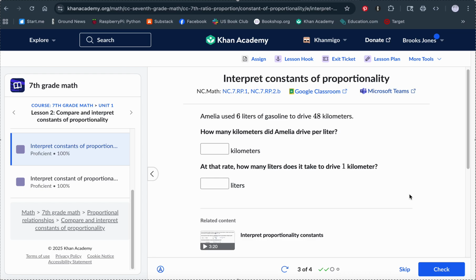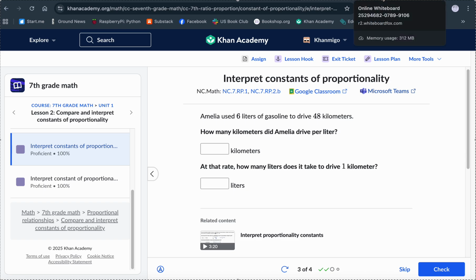So some of these constant of proportionality problems can be challenging, and it can be a little challenging to figure out exactly what's being asked here. But in this particular case, we've got Amelia, and she has used 6 liters of gasoline to drive 48 kilometers. So the question is, how many kilometers did she drive per liter? Let's see if we can get started on that.